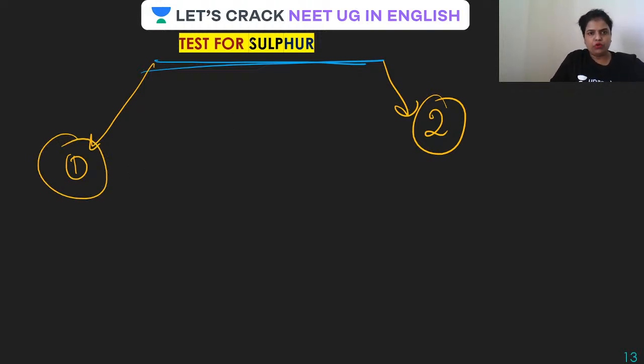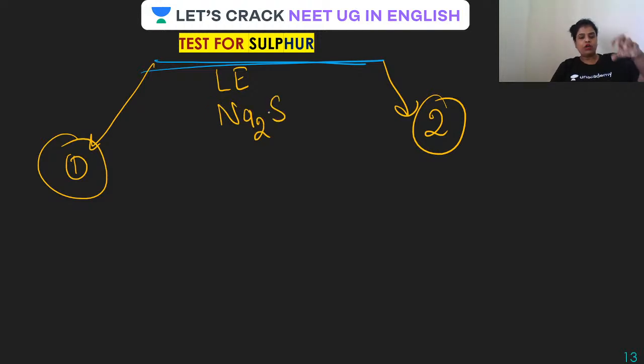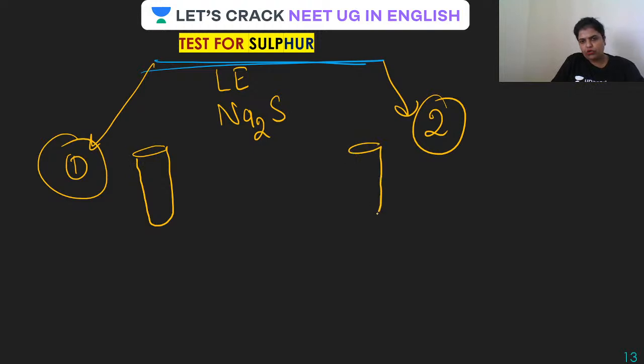One is what we do. If we have sulfur, the Lassaigne's extract is going to have what? Na2S. Remember, all your eyes on the screen, guys. So we take two test tubes for this in order to confirm it further. Just take the Lassaigne's extract.